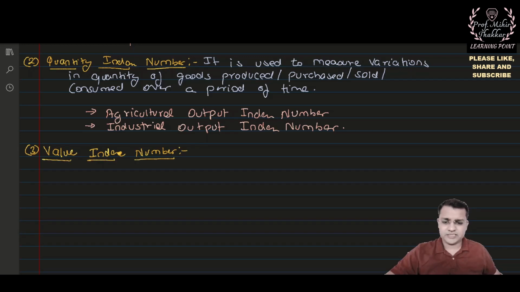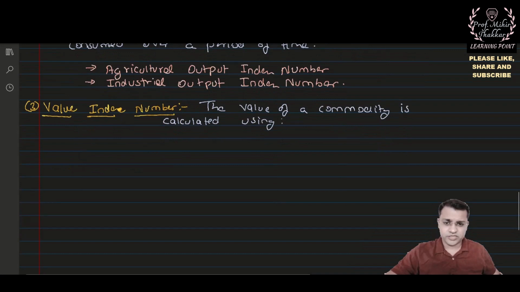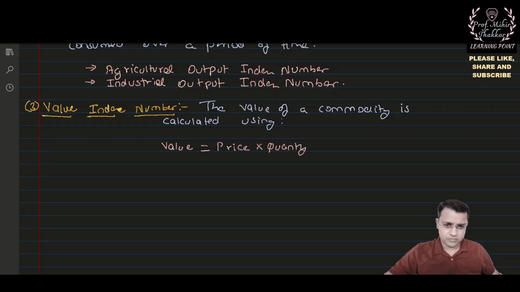The third one that you have is the value index number, and we say that the value of a commodity is calculated using price into quantity. Value is always price into quantity.